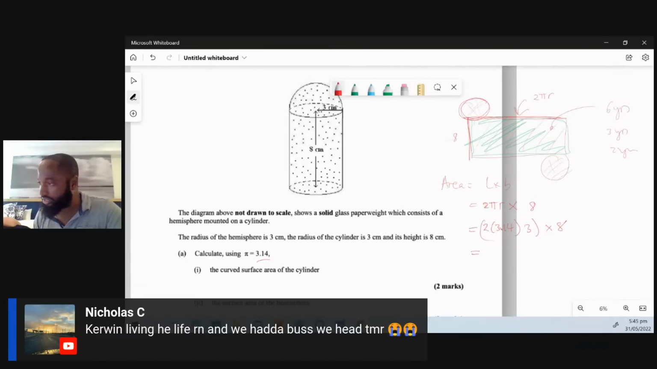6 by 8 by 3.14. What is this? Are you doing this correct? 2 pi r. I'm sensing a little shift in the matrix there. But okay, let's proceed. Well, I get 150. Well, 151, 150.72. And you have a little cm squared there to make the thing look good. So that's the area of the curved surface.